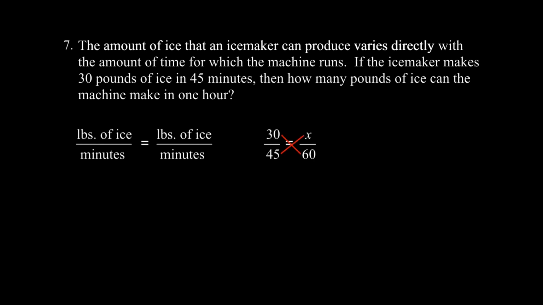From there you can cross multiply it. You get 45x equals 1800. Divide both sides by 45 and you get 40 pounds of ice in 1 hour.